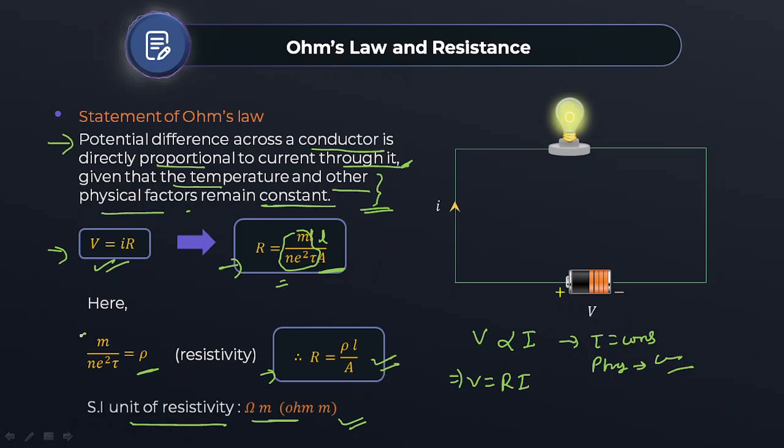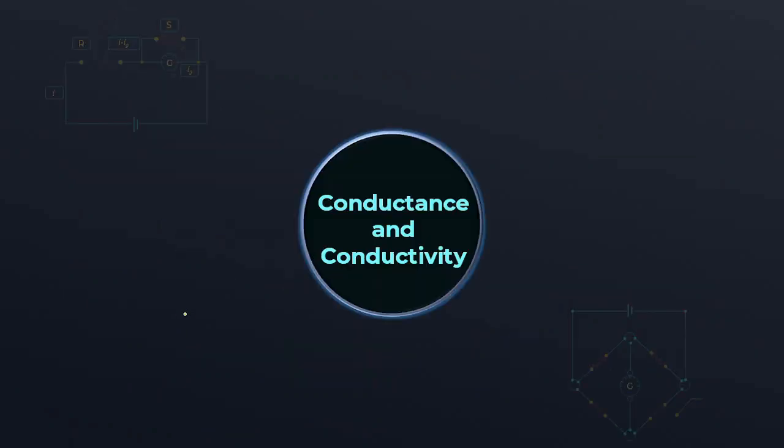Now here, when we say resistivity, rho equals m upon n e square tau. So m is the mass of the electron, n is the number of free electrons per unit volume, e is the charge on the electron, and tau is the relaxation time. So for a given conductor, rho will be constant, yes or no? If we don't change the temperature, then it will be constant for the given conductor. So we can say it is a property of the conductor, right?